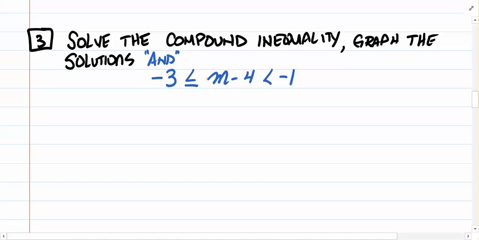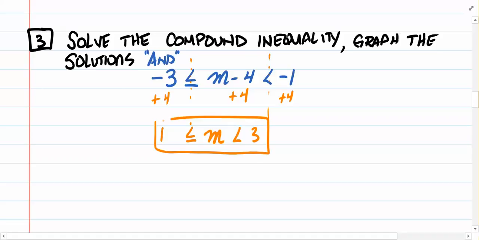So I want to isolate the m. So I'm going to add 4 everywhere I need to add the 4. So I'm adding it on the left. You can kind of think of this and break it up into 3 little places: the left, the middle, and then the right. So if I take -3 and I add 4, of course we get 1. This is going to be less than or equal to m, which is now less than -1 plus 4, which is 3. So there we go.